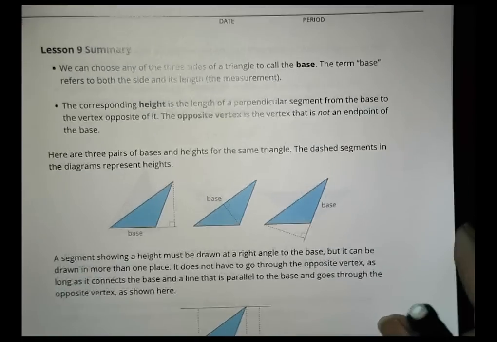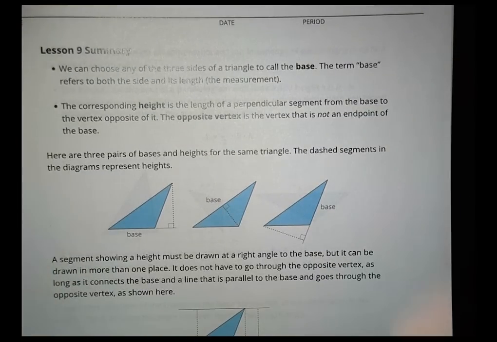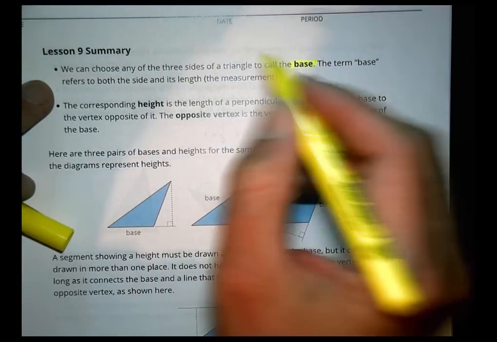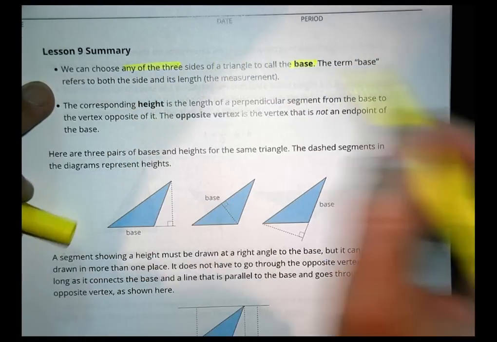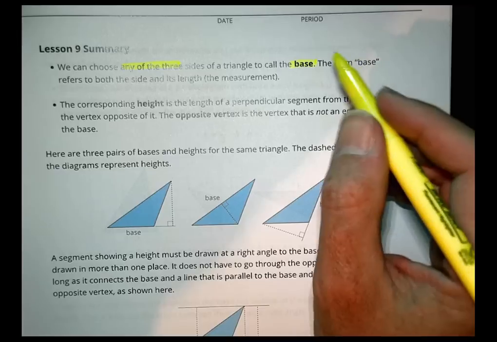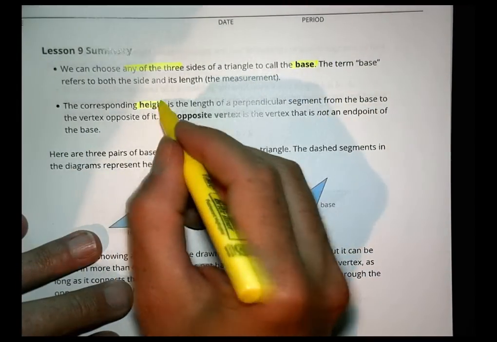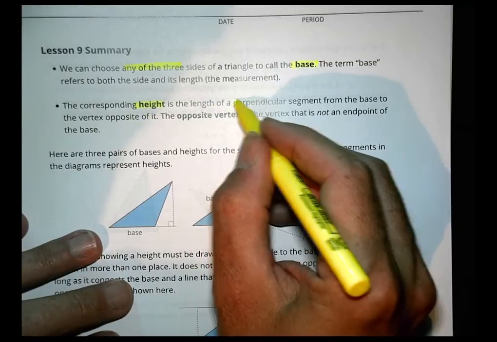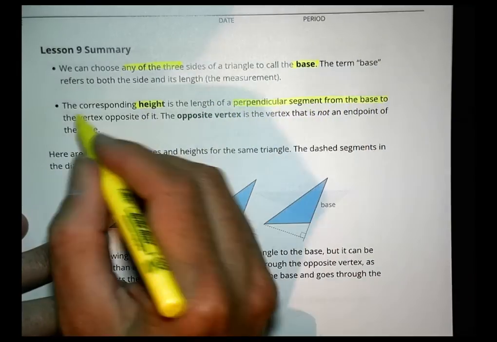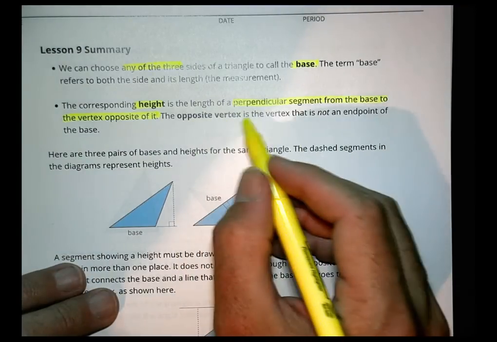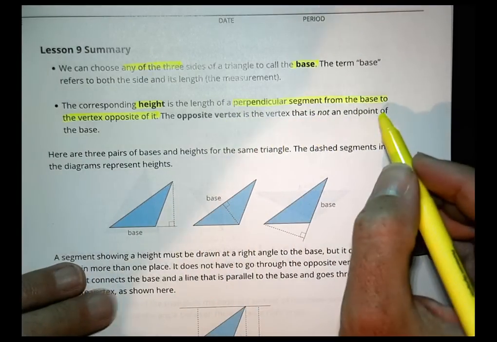Alright, take a look at the summary. It says we can choose any of the 3 sides of a triangle to call the base, right? And base can be any of the 3 sides, no problem. The term base refers to both the side and its length, the measurement. A corresponding height is the length of a perpendicular segment from the base to the vertex opposite, right? The opposite vertex is the vertex that is not an endpoint of the base.